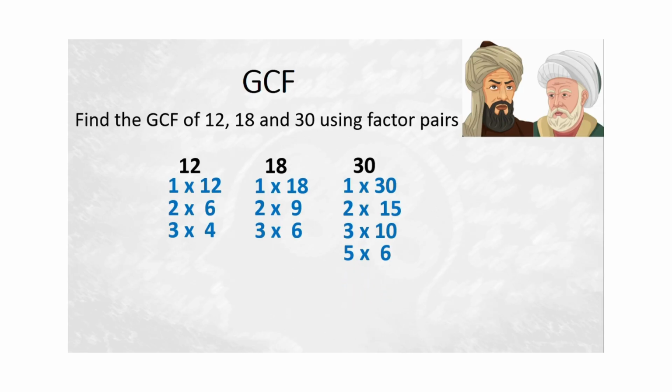And now which ones are common to all three? 1 is, 2 is, and 3 is, and it looks like 6 is as well, and it looks like there's nothing bigger than 6, so 6 is the greatest common factor.